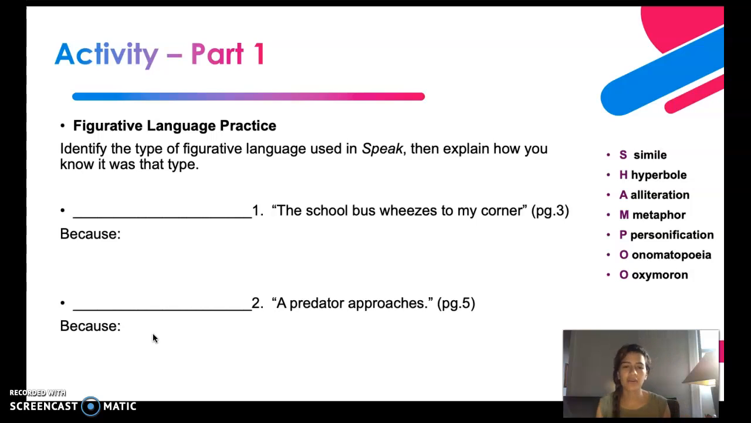On page 5, you're going to see that it says, a predator approaches. Okay, let's go with group 1. You are expected to read the first pages. So let's go to page 5. Okay, a predator approaches. So let's read the entire paragraph, so we can understand it better.